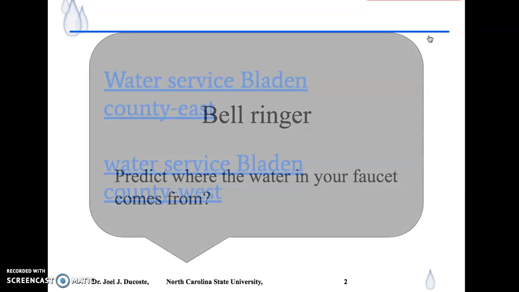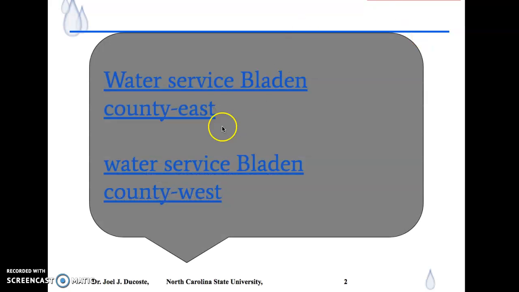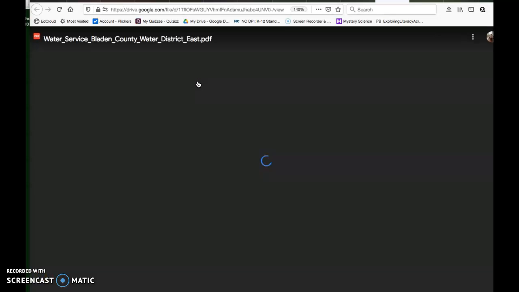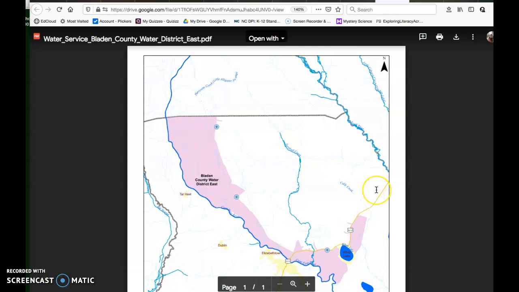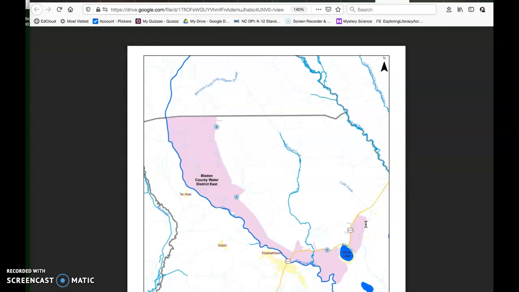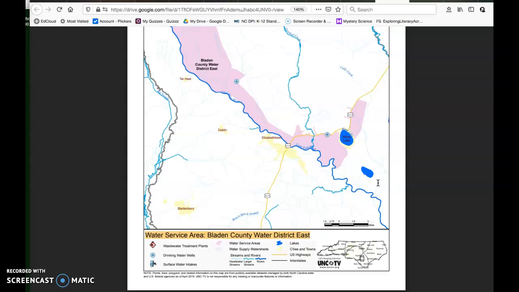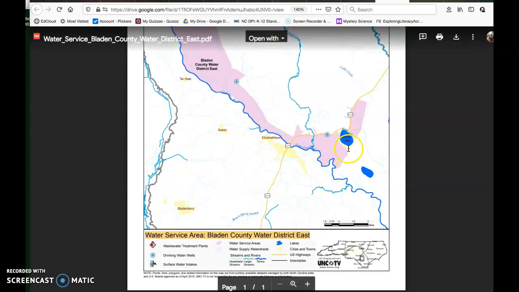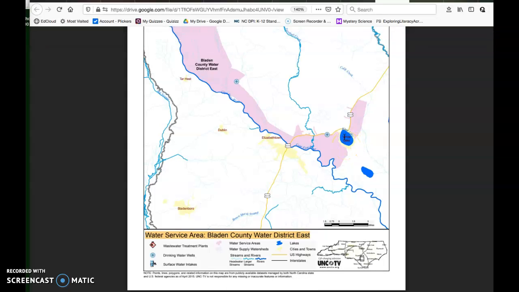Now, I don't know exactly where you live, but I've got these handy dandy little charts. I click them, it's going to take me where I want to go. So this is a map of Bladen County, specifically the East Bladen County Water District, and we're not interested in the purple part, we are interested in the yellow part, which indicates water supplied by cities and towns. So you would have to zoom in pretty far to be able to see where you live, but if you live anywhere here in Elizabethtown, Dublin, Tar Heel, Bladenboro, White Lake, you can see that your water is covered by the city.